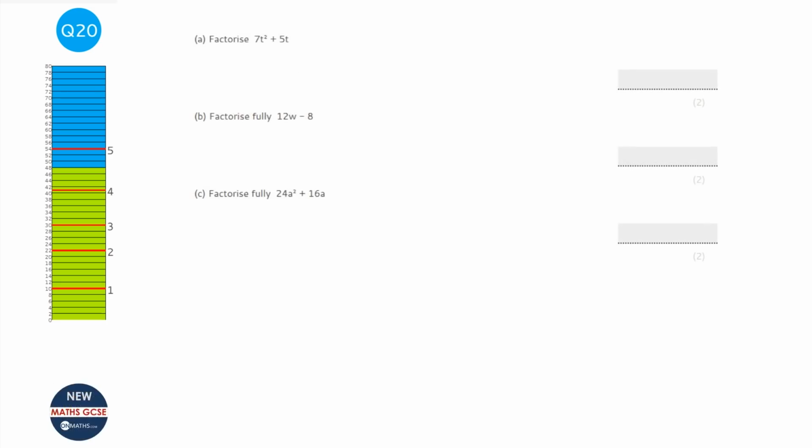Okay, factorize means put it into brackets. So looking at the first one, there's a t I can divide out of both of them, so I put t on the outside of the bracket, but there's no number because 7 and 5 don't have anything that goes into both of them. So I think, what do I times t by to get to 7t squared?